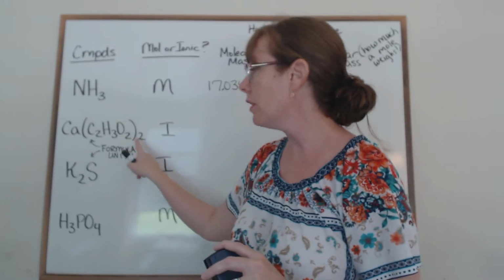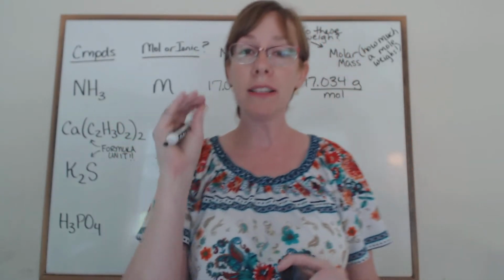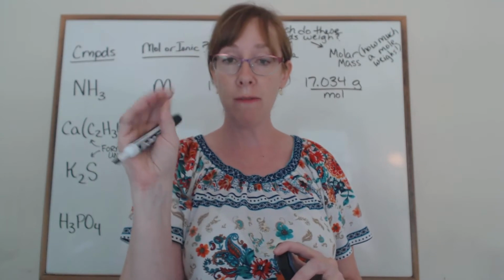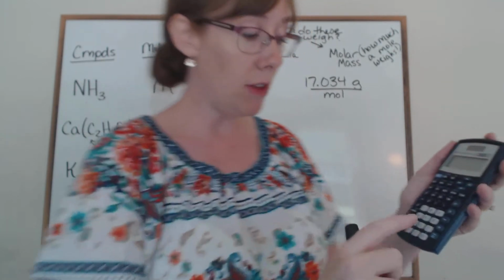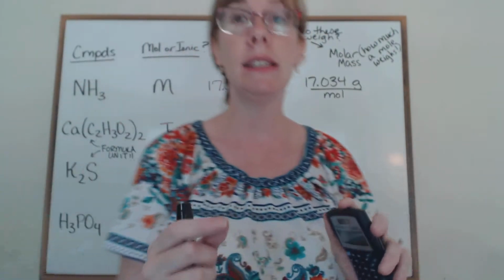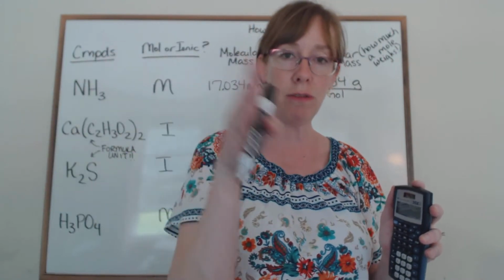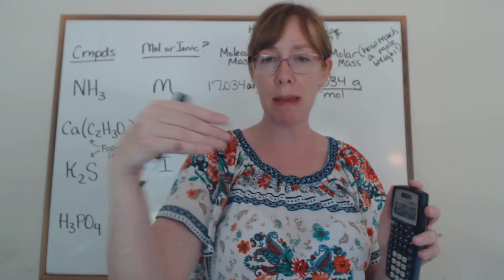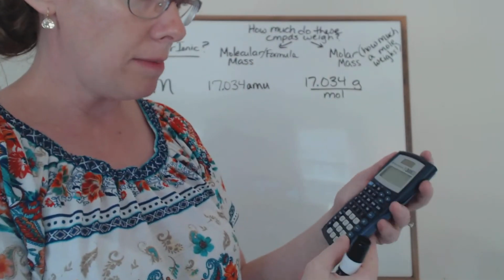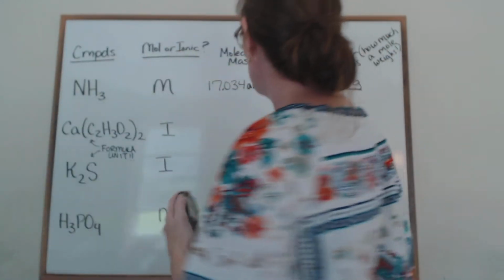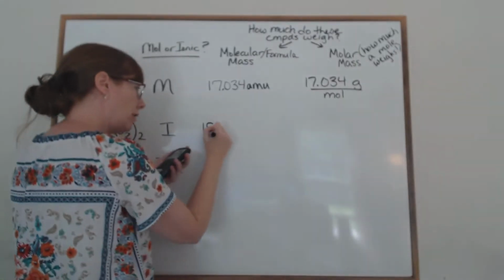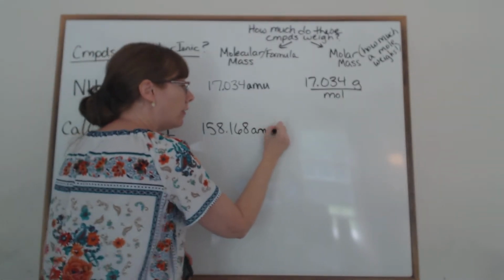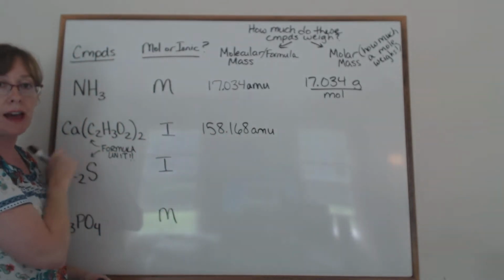How many oxygens are there? There are 4. Now, oxygen is a perfect 16. So some people can do that in their head. 4 times 16 is 64. If you can do that, that'd be good. 16, 16, 32, 48, 64 is something people can do quickly. So now I'm getting as an answer 158.168 AMUs for the formula mass of this guy.